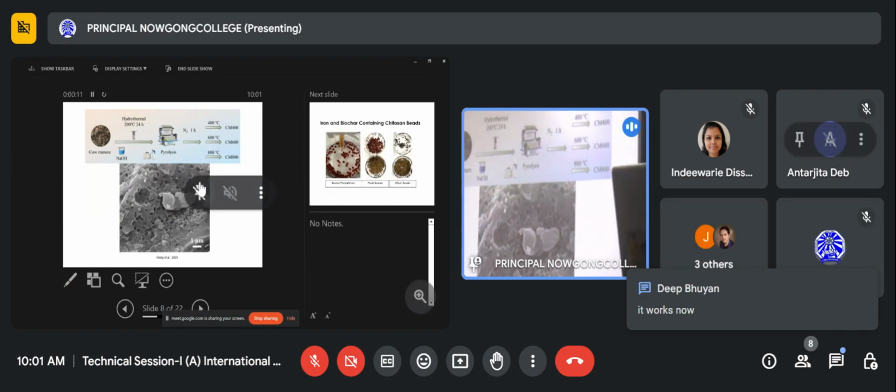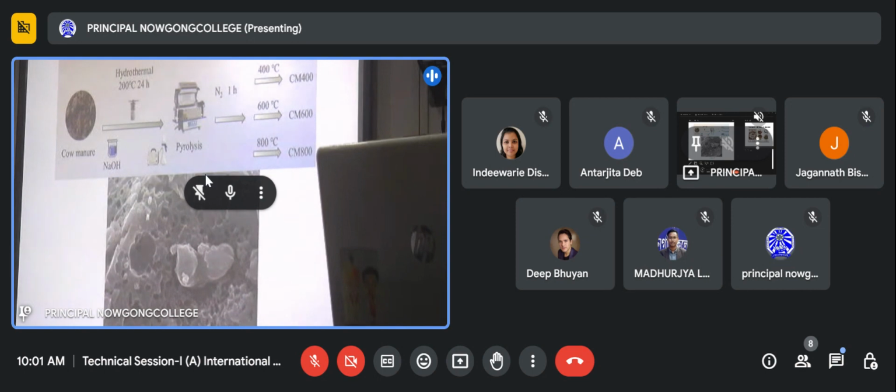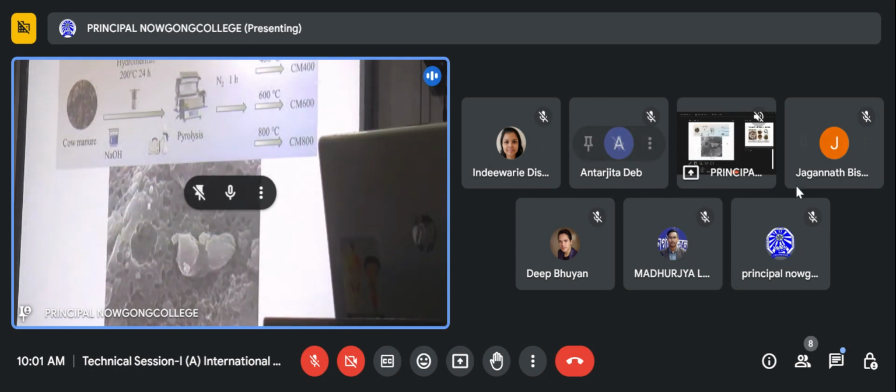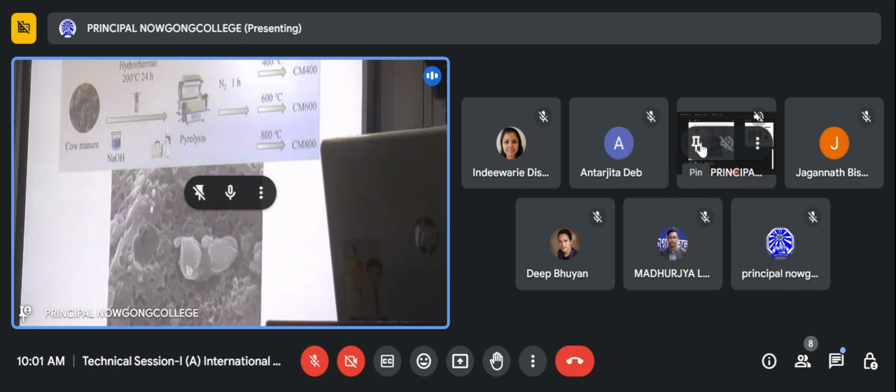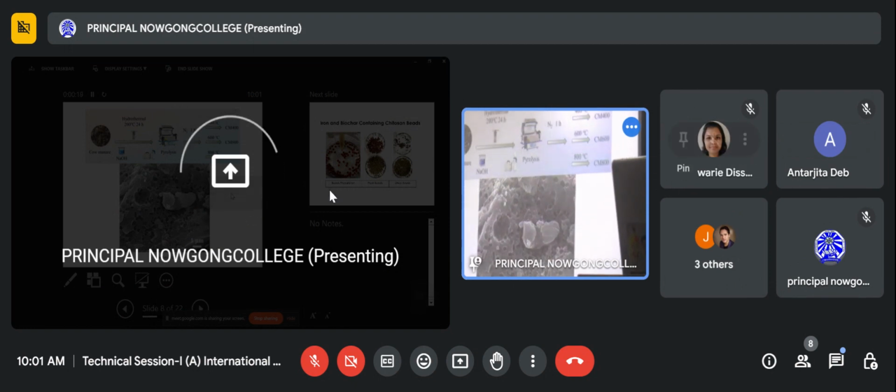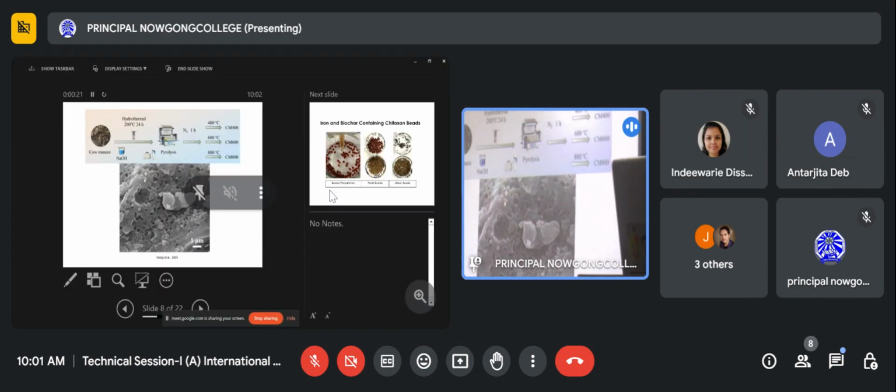Just to recapitulate what we have talked about: converting cow manure to a more acceptable form across the world is biochar, which is basically burnt cow manure. If you burn them at controlled temperatures, as you can see on the right side, 400, 600, 800 degrees centigrade, depending upon the temperature, you produce different products. So also you can extract a lot of useful material.